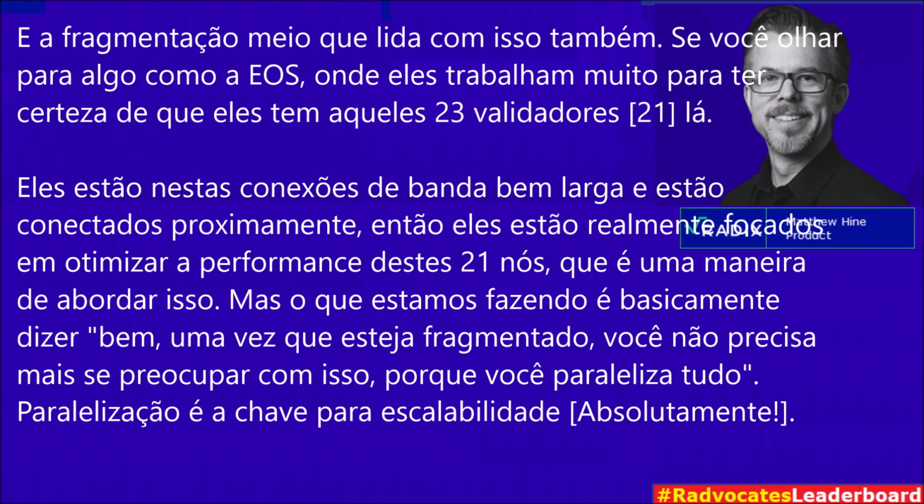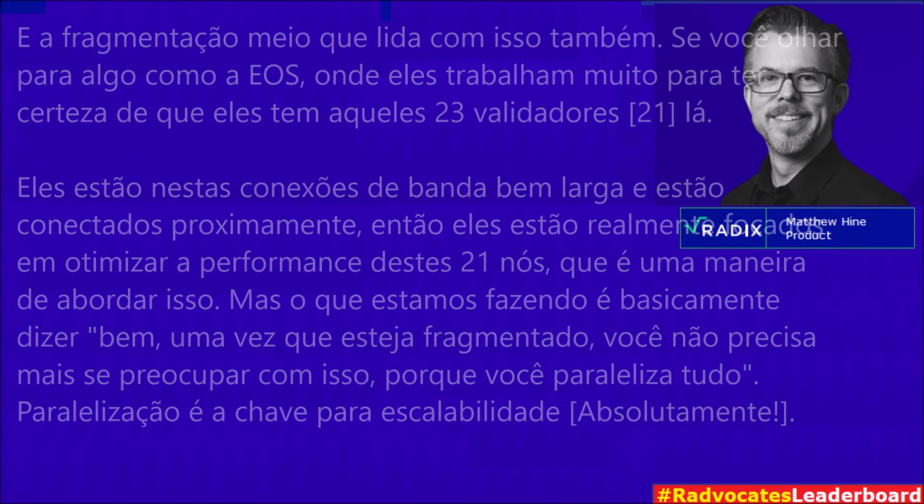I mean, you look at something like EOS, where they put a lot of work in making sure that they've got their 21 validators. They're on these very high bandwidth links, and they're closely connected together. They've really focused on optimizing the performance of those 21 nodes, which is one way of approaching it. But what we're doing is basically saying, once this is sharded, you don't need to worry about that anymore, because you just parallelize. Parallelization is the name of the game for reaching scale.